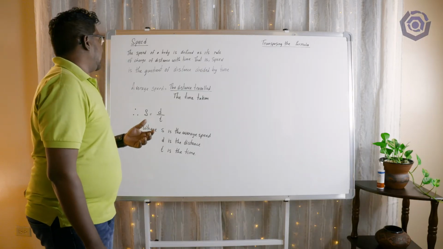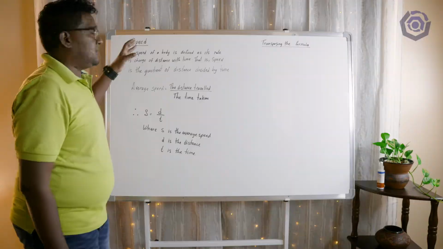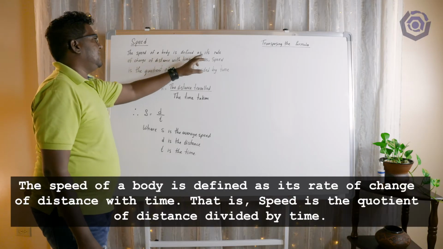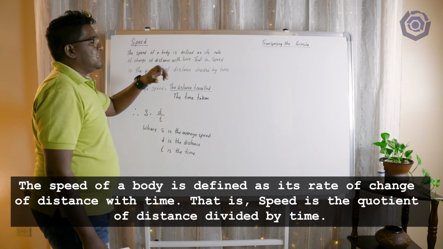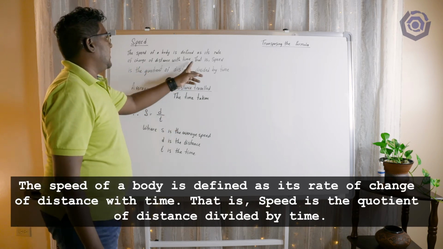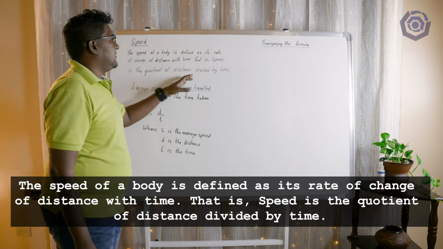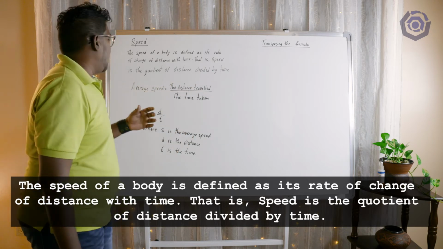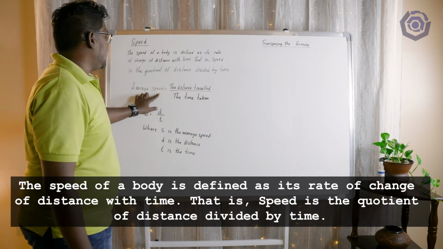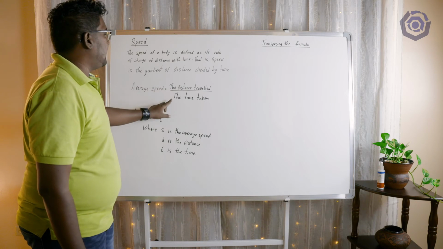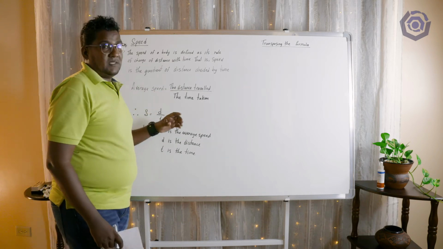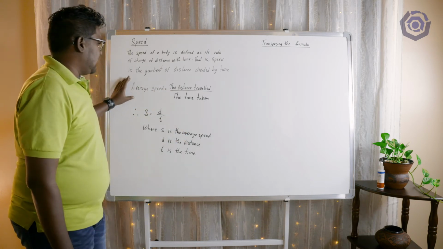The next part of our lesson is based on speed. So a definition: the speed of a body is defined as its rate of change of distance with time. That is, speed is the quotient of distance divided by time. And you have here average speed is equal to the distance traveled divided by the time taken. Now let's look at this formula a little.